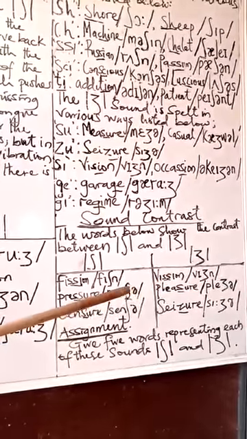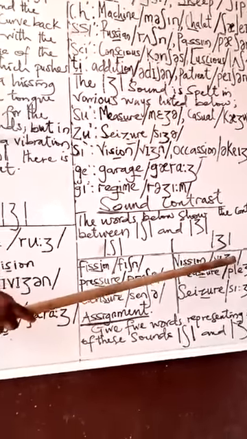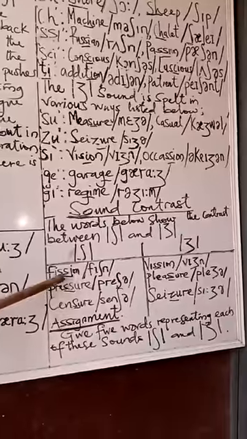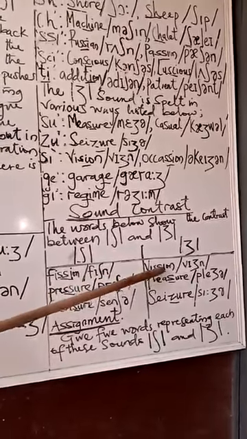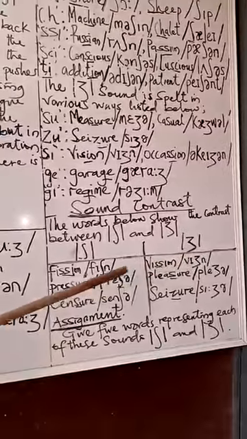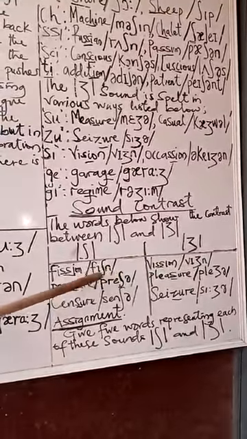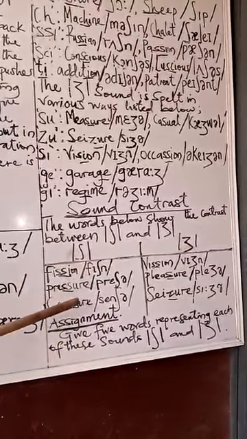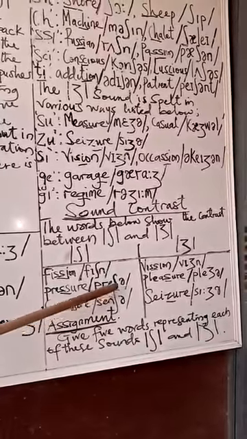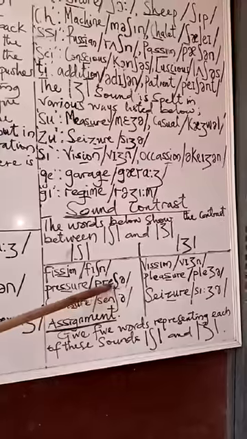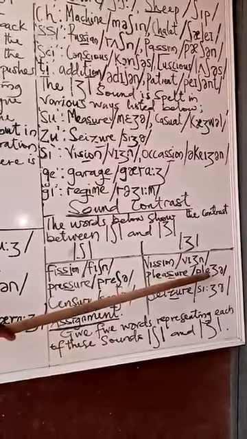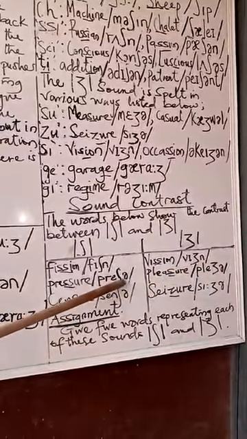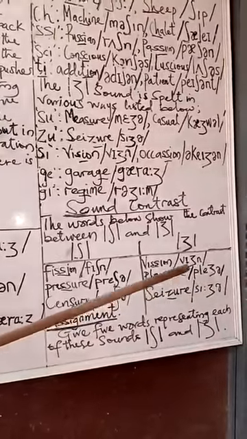I hope you have taken note of the similarity I'm talking about there. Here you pronounce fission. Here you pronounce vision. You will discover that these two words sound alike, but we have different consonant sounds there. Also, we have pressure. Again, pressure. Here we have pleasure. We have pressure here and we have pleasure.